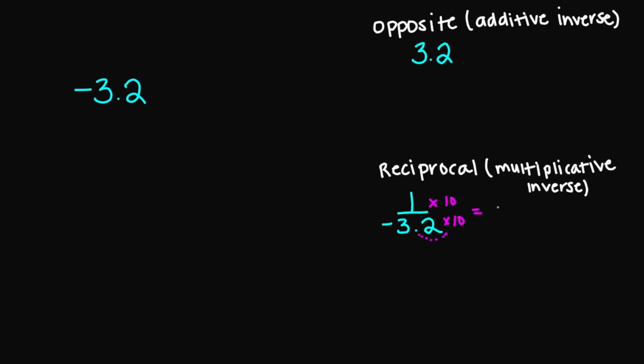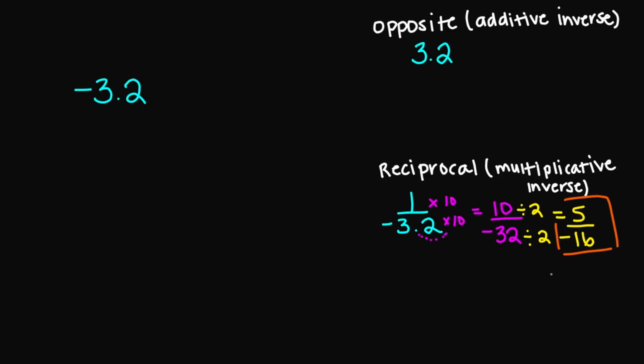So my numerator here, 1 times 10 is going to be 10. And then your denominator now is going to be negative 32. Now I can simplify my 10 and my 32 because the number 2 goes into both. So 10 divided by 2, this is going to be 5. And then your denominator, 32 divided by 2, this is going to be 16. So now you have 5 over negative 16.